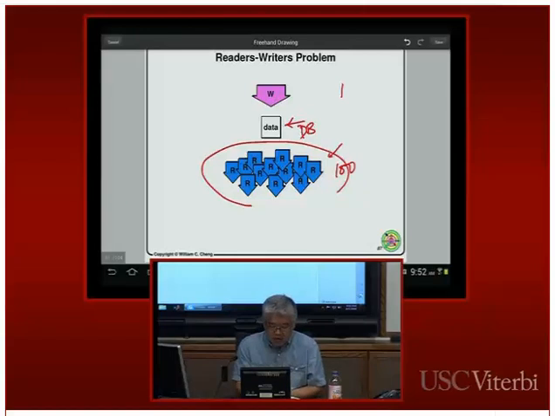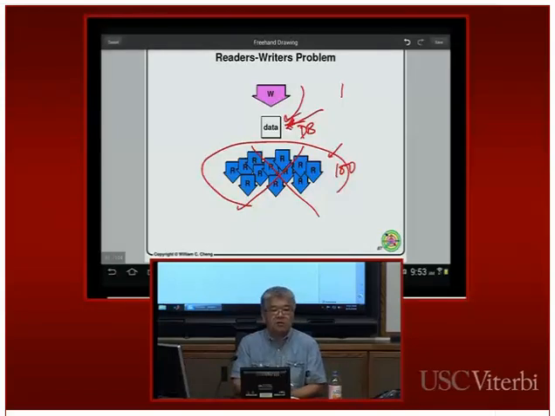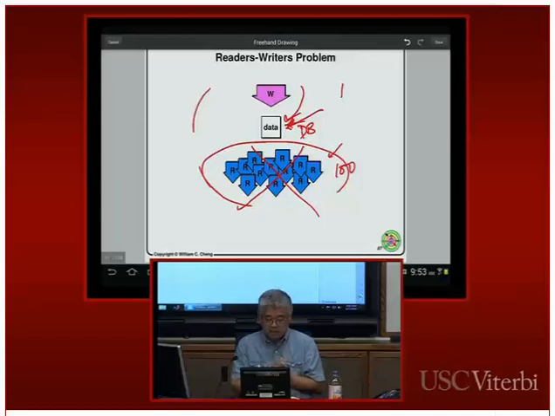When you're changing the data, you've got to make sure that all the readers are gone. There's nobody reading the database. Then at that point, you lock the database and you write to it. So again, if you use a single mutex to do the whole thing, it's overkill. If we use the guarded command, we can actually do this properly.